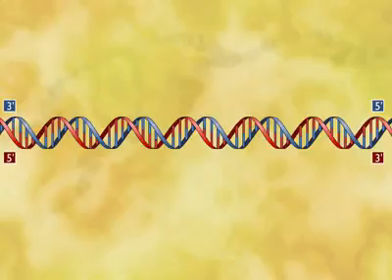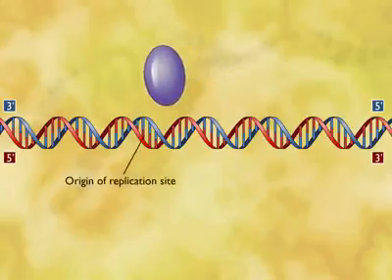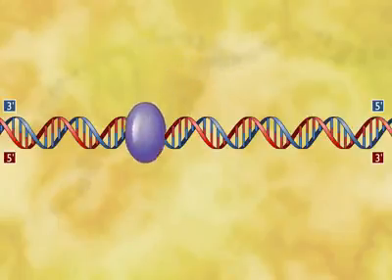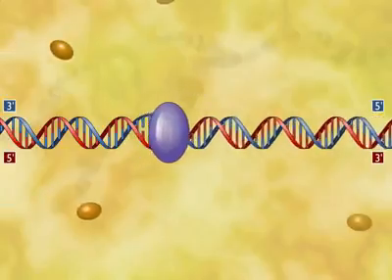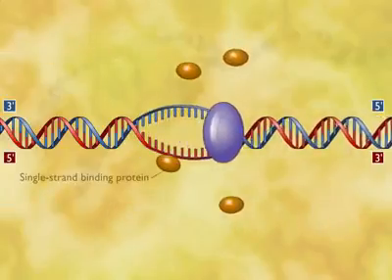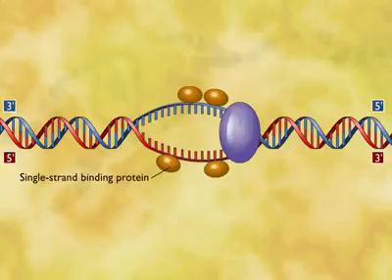DNA replication begins at a specific point in the DNA molecule called the origin of replication site. Initially, the enzyme helicase unwinds and separates a portion of the DNA molecule, after which single-strand binding proteins react with and stabilize the separated single-stranded sections of the DNA molecule.